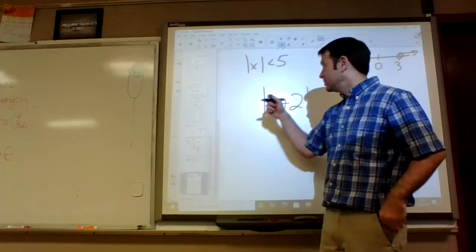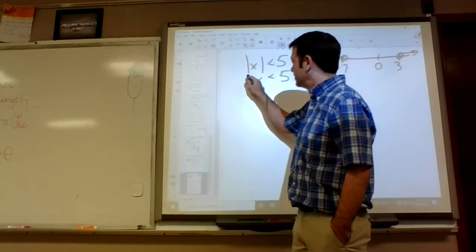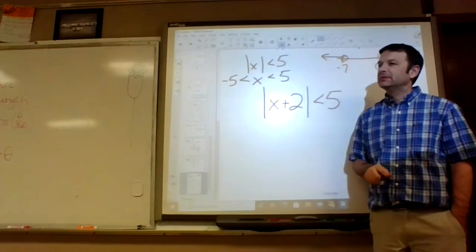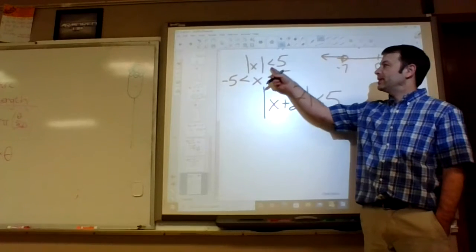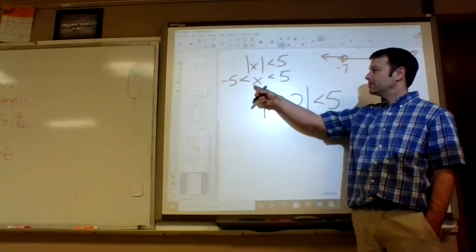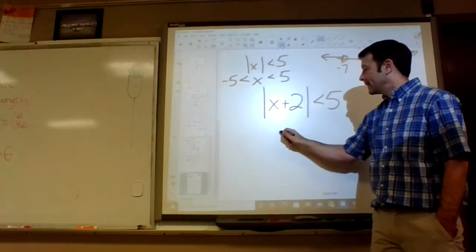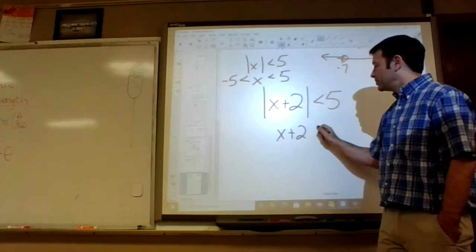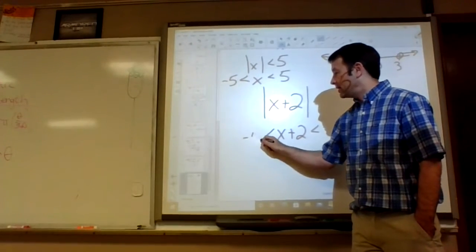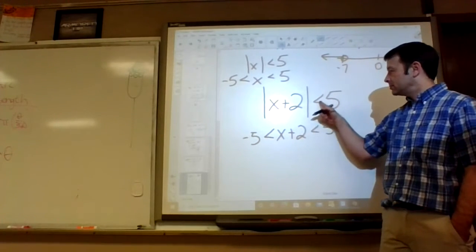Does that make sense? So here's what it looks like. Less than 5 and bigger than negative 5. That's what it looks like. So that's going to happen every time there's a less than on the absolute value. Absolute value less than looks like that. So in this problem, how am I going to set this up? It's going to be x plus 2 is less than 5 and it's greater than negative 5. These should always go the same direction. That looks like that also.